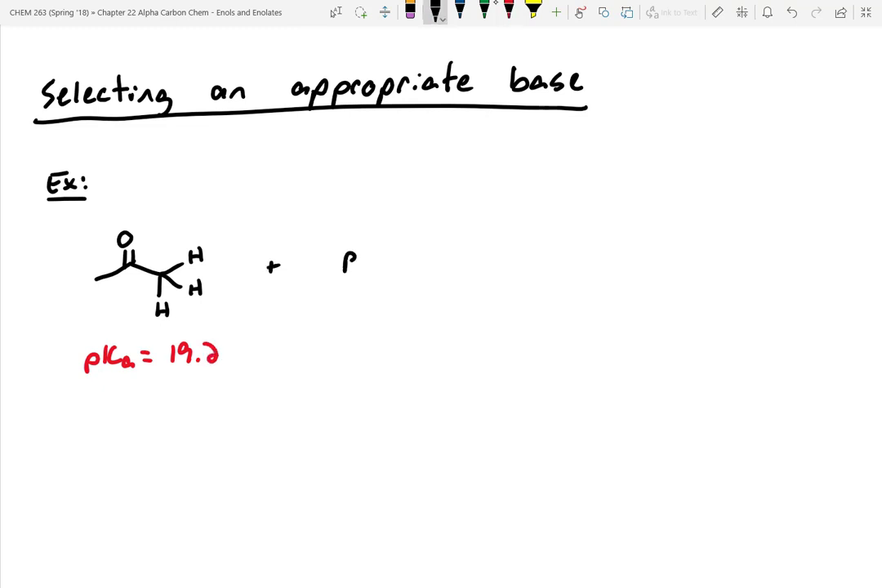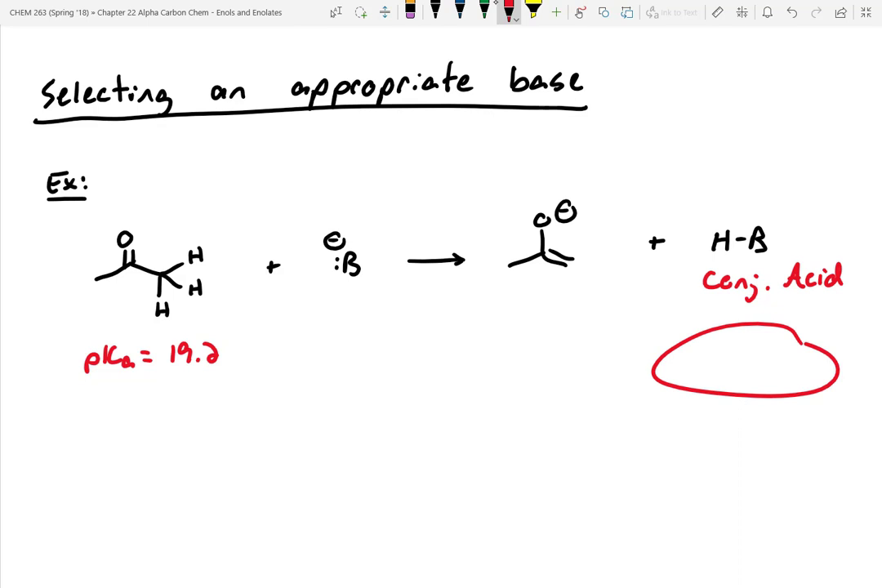And let's say we want a base. Right now it's just going to be an imaginary base. And we want to favor the formation of our enolate, meaning we don't really want it to be in equilibrium. The main thing you should be watching out for is this conjugate acid, right? Should the conjugate acid have a higher or lower pKa than 19.2? Think about it this way. What's more acidic? Low pKa, high pKa? Low pKa is more acidic, right? So if this is a lower pKa, that means it's more acidic and would push the reaction in the opposite direction. That means in this case, you want a pKa that is much higher than 19.2.